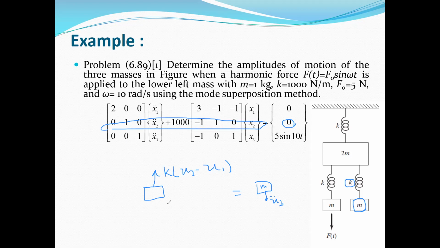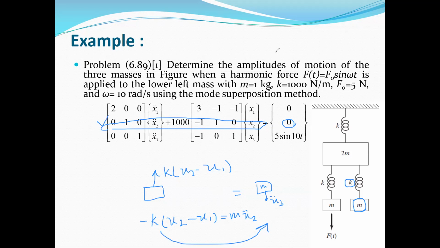It's equal to 0. We will have minus k times x2 minus x1 is equal to m times x2 double dot. Okay, so when you move it to the right hand side of the equation, it will be m x2 double dot plus k x2 minus k x1 is equal to 0, which is the second equation.